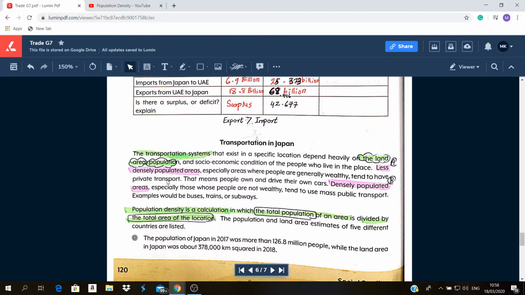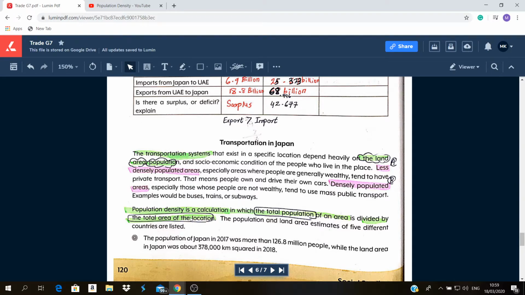Densely populated areas, especially those whose people are not wealthy, tend to use mass public transport. So in crowded places, especially if people are normal, not wealthy and not poor, in the middle, these people are going to use mass or public transportation. Examples would be buses, trains, or subways.